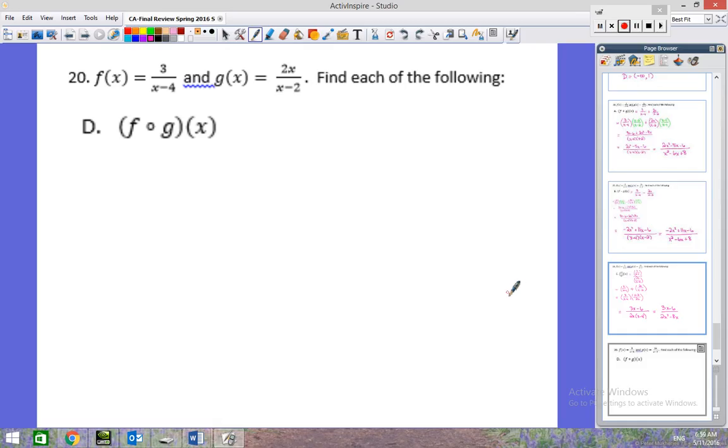Now, this is a new operation. You probably had never seen this before until you started studying functions, and I don't know how much time was spent on it in Algebra 2. This operation, this hollow dot there, is called composition.